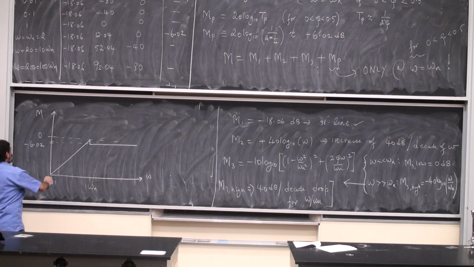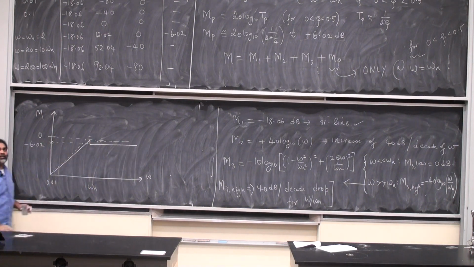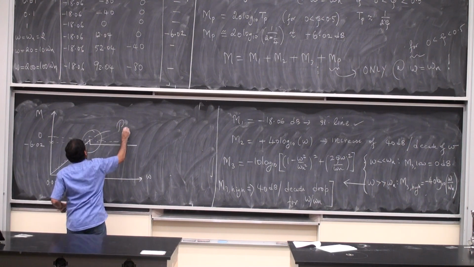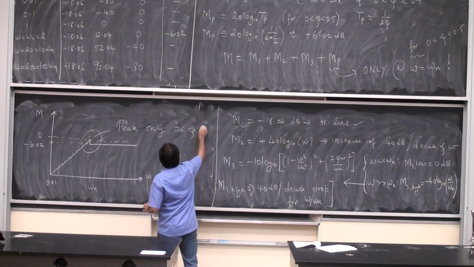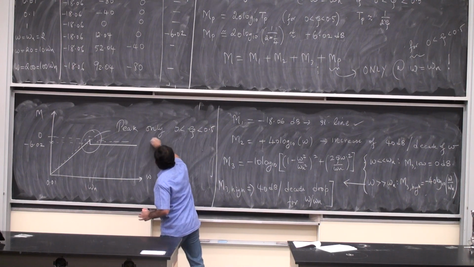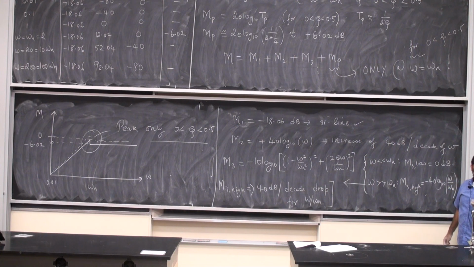This is the magnitude plot. The real plot will look something of this kind, and this is the peak that you see. This peak. That is drawn only for this particular range of zeta values.